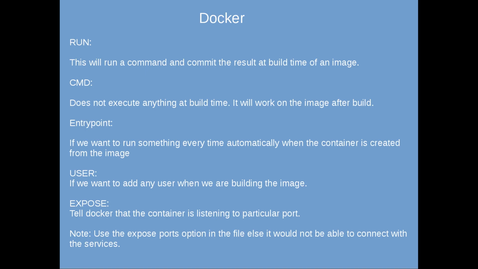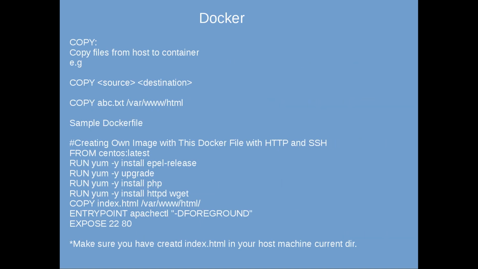EXPOSE is another important instruction, and it tells Docker what kind of ports the container is listening on. For example, we need to use this EXPOSE ports option in the file, else it would not be able to connect with the service. Then there's the COPY instruction, which copies files from host to container. For example, COPY source to destination. It simply copies the files or the content from source to destination.